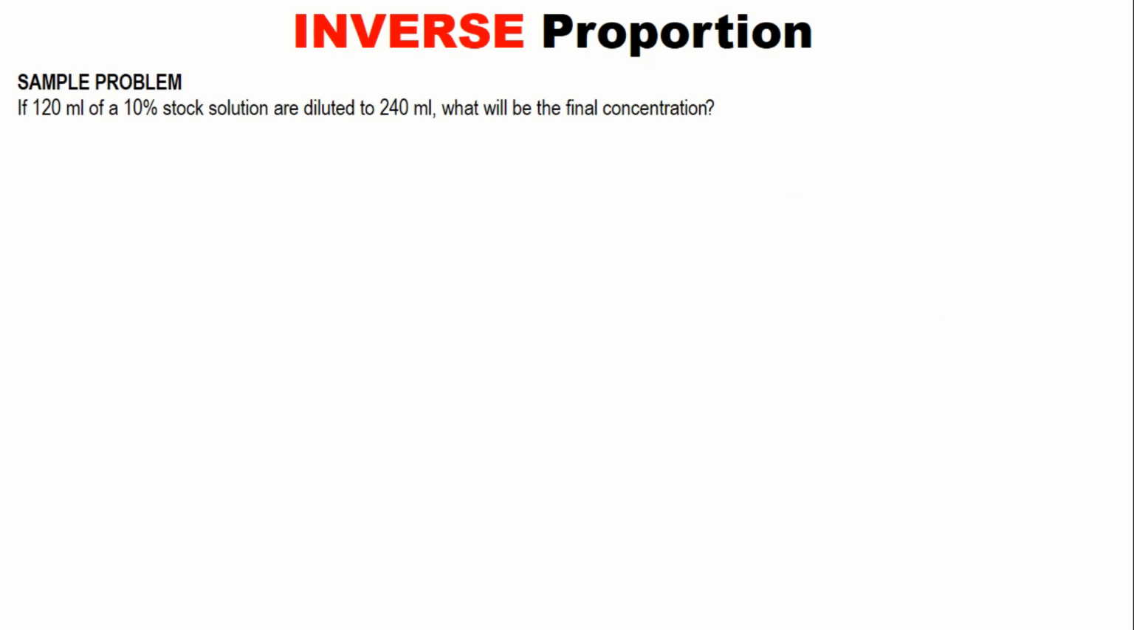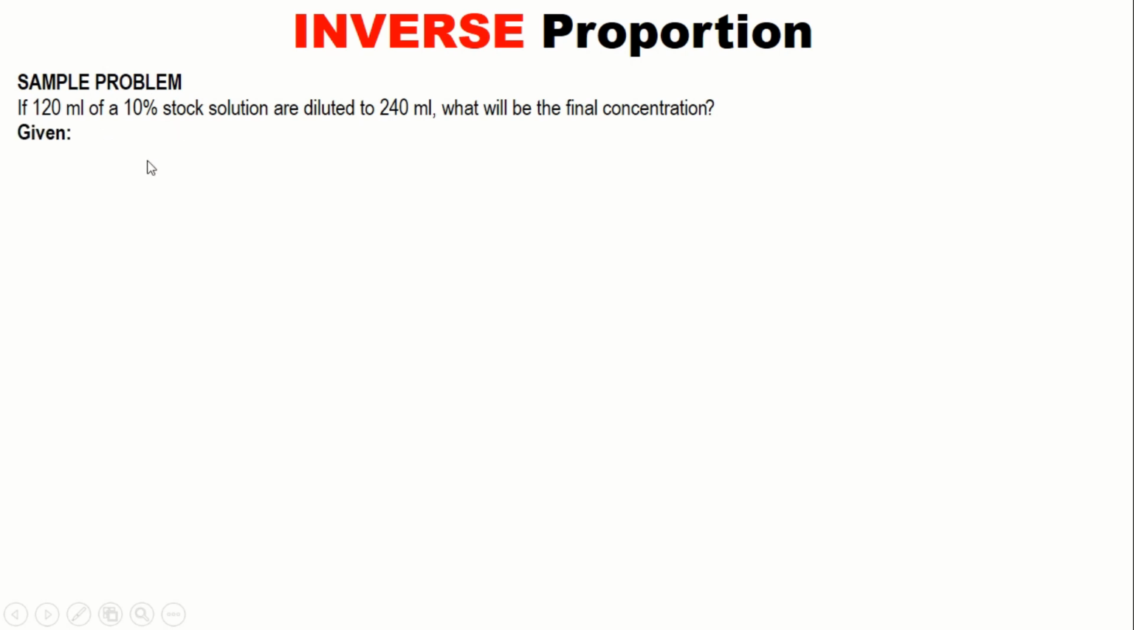So let's have an example. If 120 ml of a 10% stock solution are diluted to 240 ml, what will be the final concentration? So the stock solution is 10% and you now use 120 ml. So if you will notice, the volume increases from 120 to 240. So since this is an inverse proportion, the percentage should decrease.